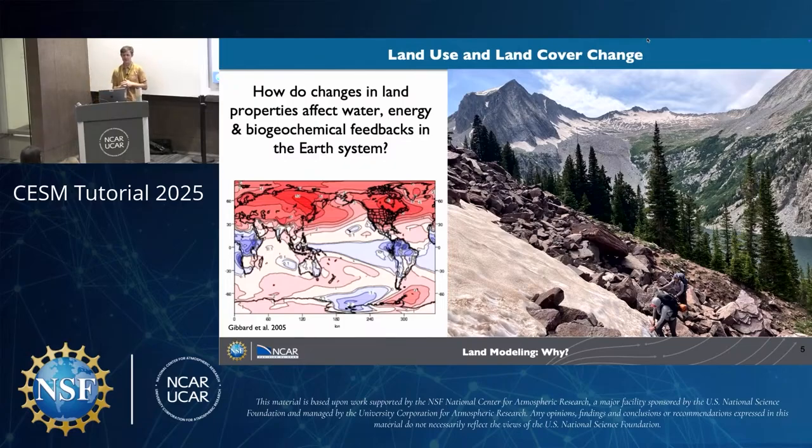So thinking about land, you can't actually plant trees all over the whole planet. If we wanted to, you couldn't. It wouldn't be successful, but you can do that in the model. So you can do these kinds of idealized experiments to think about how land properties affect the Earth system.